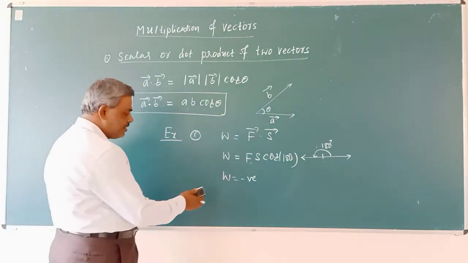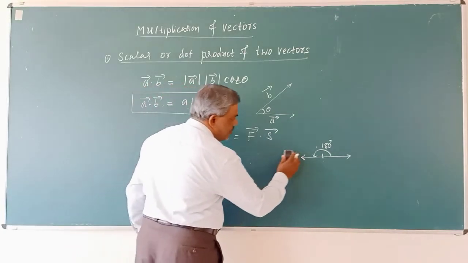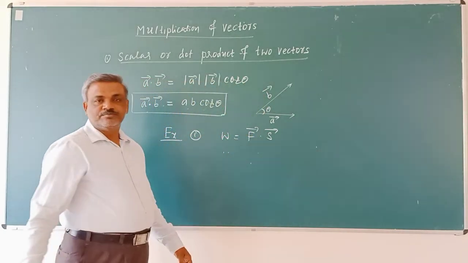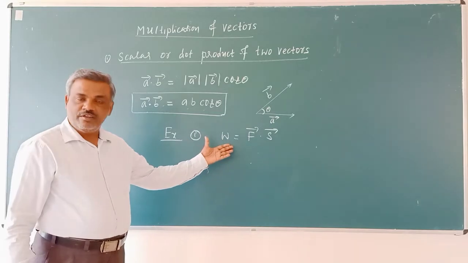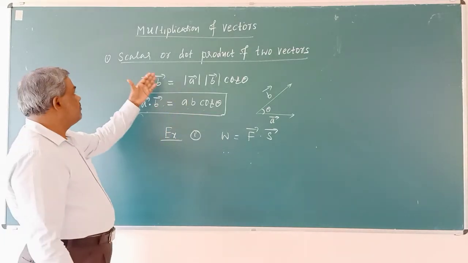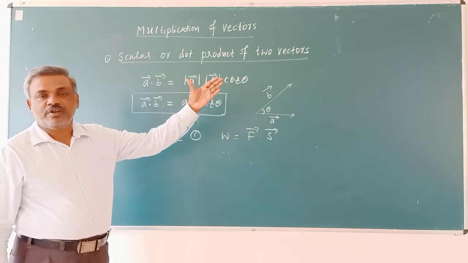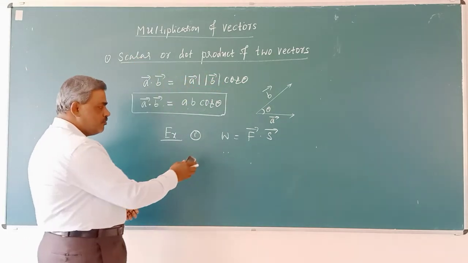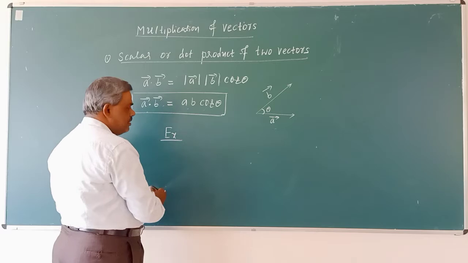So this is an example of the scalar or dot product of two vectors: how to measure the work done with the help of the scalar or dot product of two vectors. And one more example, the second example, is power.